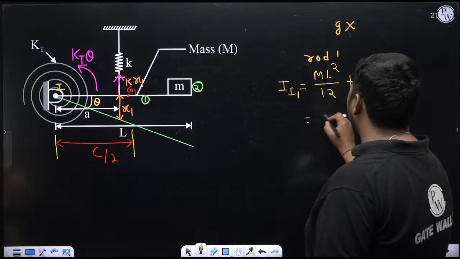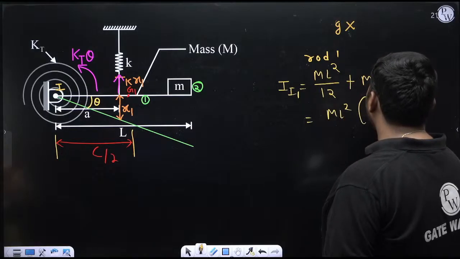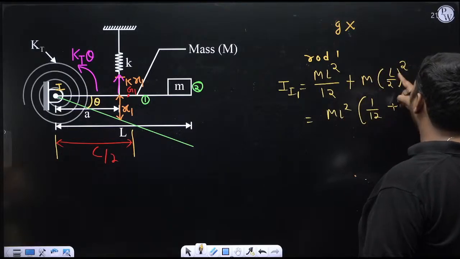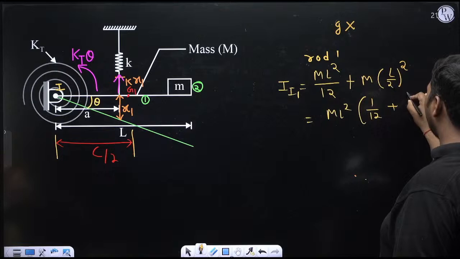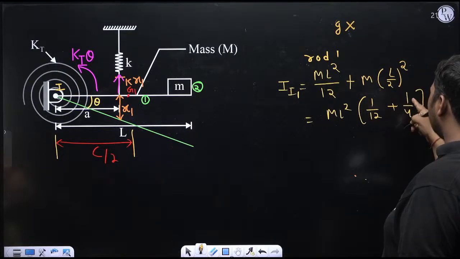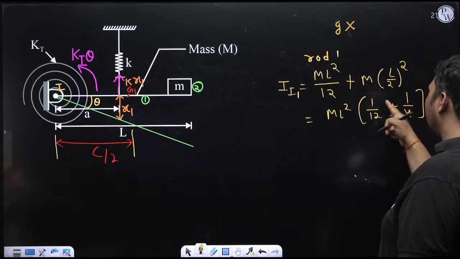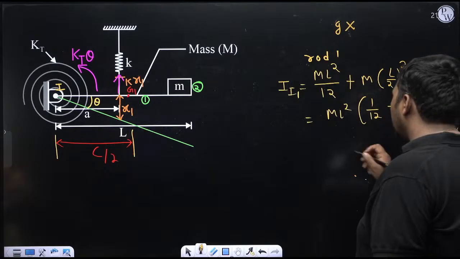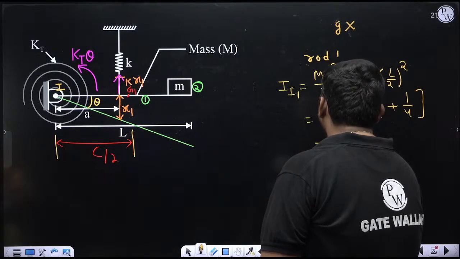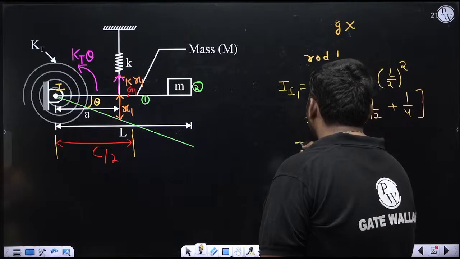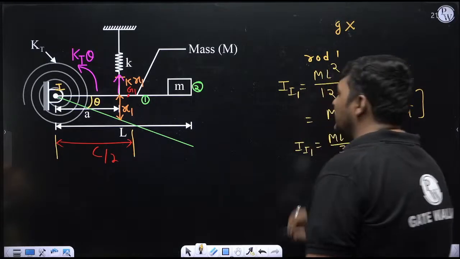So now simplification is your part. ML square you can take common. It is 1 by 12 plus 1 by 4. ML square I have taken common. 2 to 4, 1 by 4. This is 3 by 12 plus 1 by 12, which is 4 by 12. 4 by 12 is 1 by 3. So it is coming ML square by 3. You can check the calculation. So this is the mass moment of inertia of the rod about the I center.